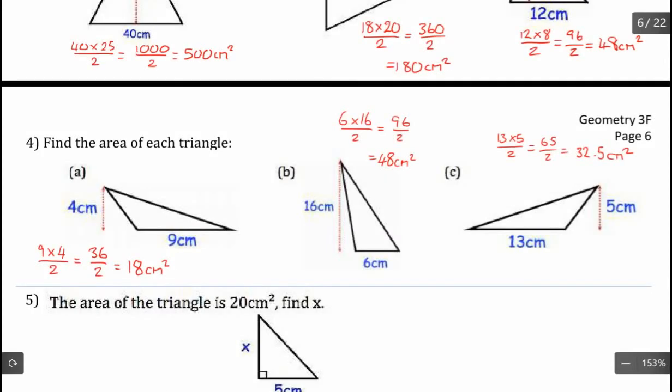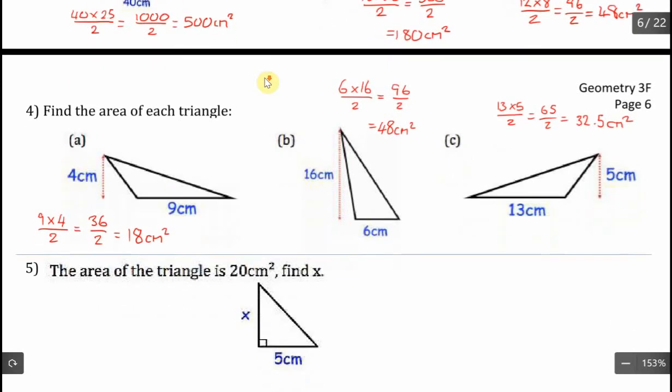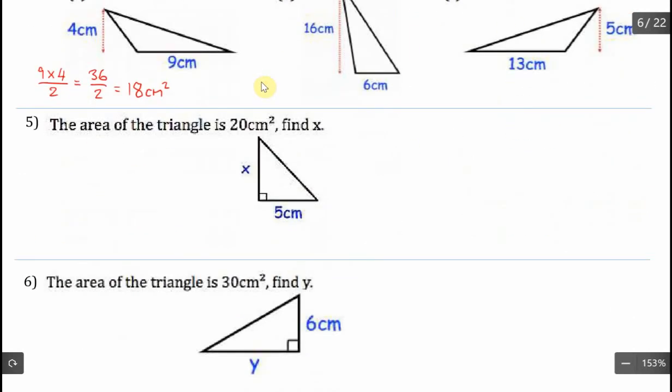Okay, there's the answers. Moving on to question 5. On this question we're told the area of the triangle, and we are not told one of the lengths, the height in fact. So what I like to do with these questions is just do what I'd ordinarily do. I would do the base times the height, but I don't know the height, so I'm just going to call it x. Divide by 2, and that gives me the area.